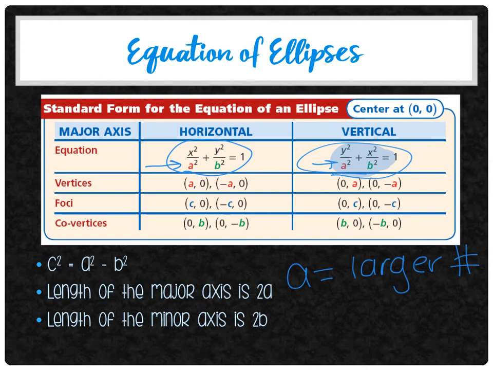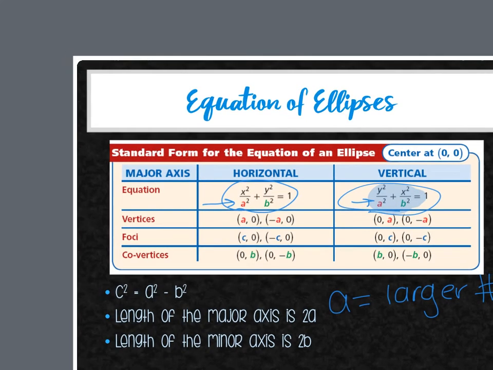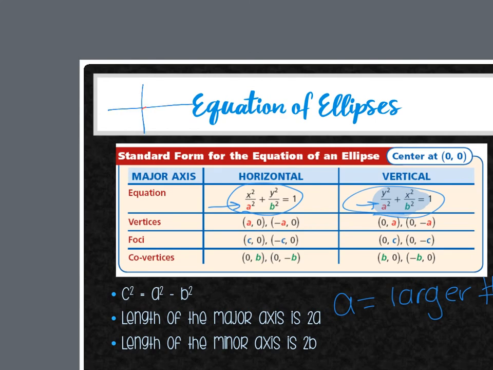So the distance from the center to the vertices is your a. Because I'm at the middle, if I were to draw an ellipse, then I would find the center. So the center's here. And let's say it's a horizontal one, so it's wider than it is tall. Then the distance from the center to the vertices is your a. The distance from the center to your foci is your c. And the distance from the center to your co-vertices is b.